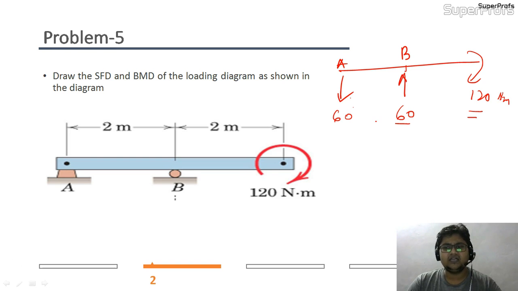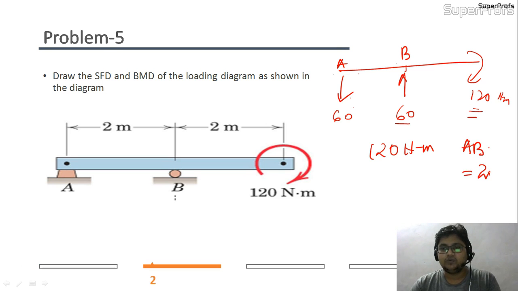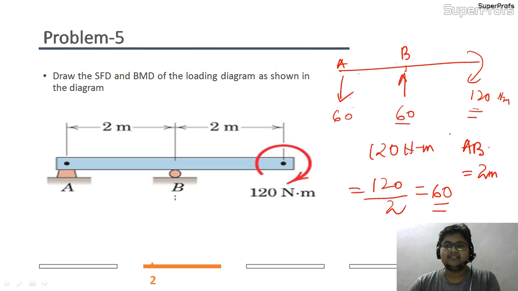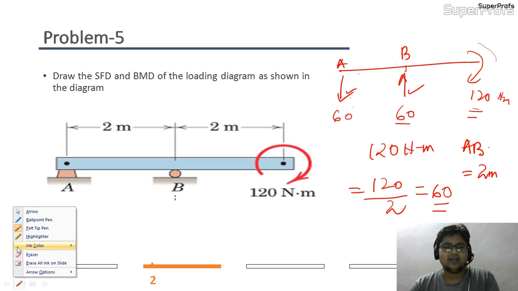So without calculating from the moment, there is one more method by which you can directly tell the value of the reaction. This 120 Newton meter is being supported in the span AB, which is of length 2 meter. So I will directly divide 120 by 2. I will get 60 here, and this direction can be determined by the sense, which must be opposite to the couple, because it has to resist the couple.